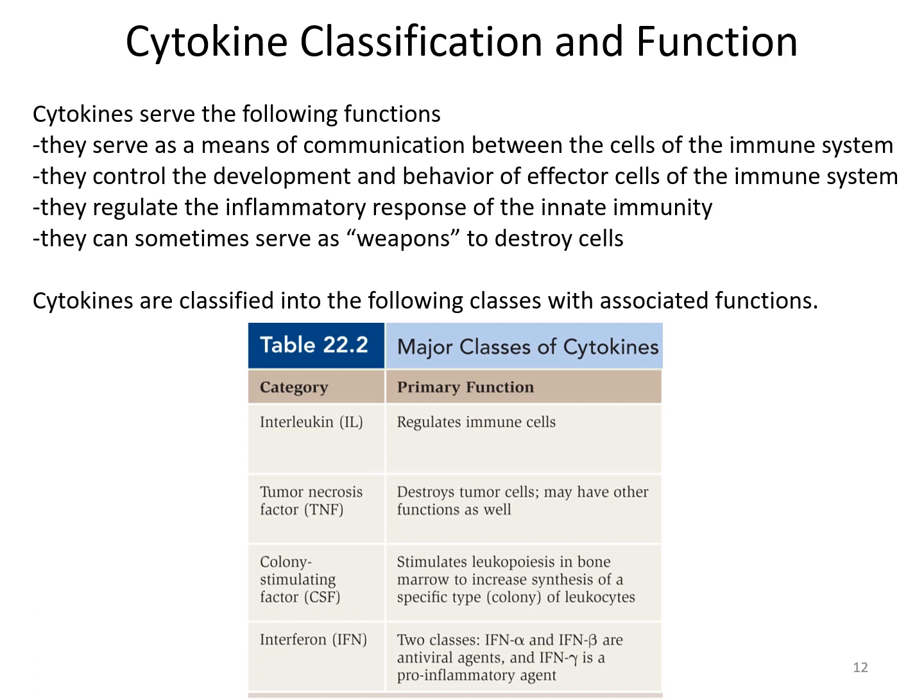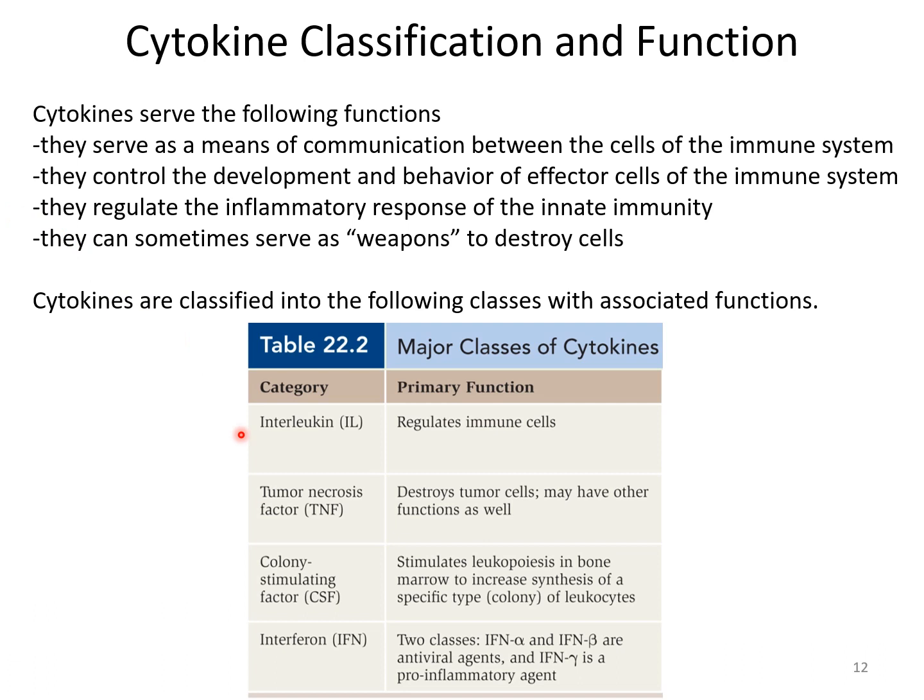So cytokines do the following things, and we'll see all of these are just kind of general descriptions of things that they do. These will come up specifically as we continue through this lecture. So they serve as a means of communication between the cells of the immune system. So they help the different immune cells communicate between each other. They control the development and the behavior of different effector cells of the immune system. They regulate inflammatory responses of the innate immunity, and they can also serve as quote-unquote weapons to help destroy cells that we need to kill.